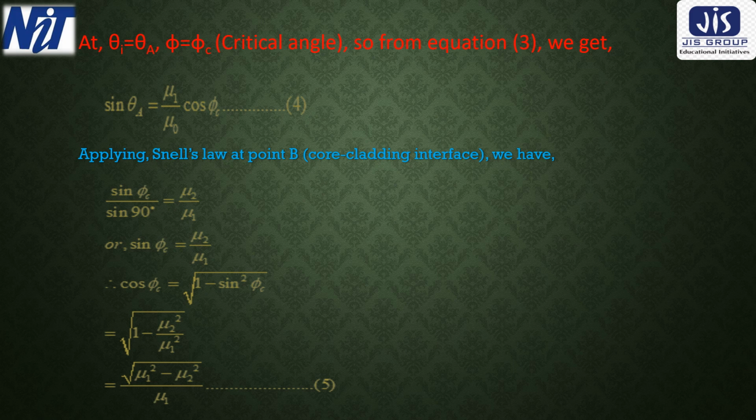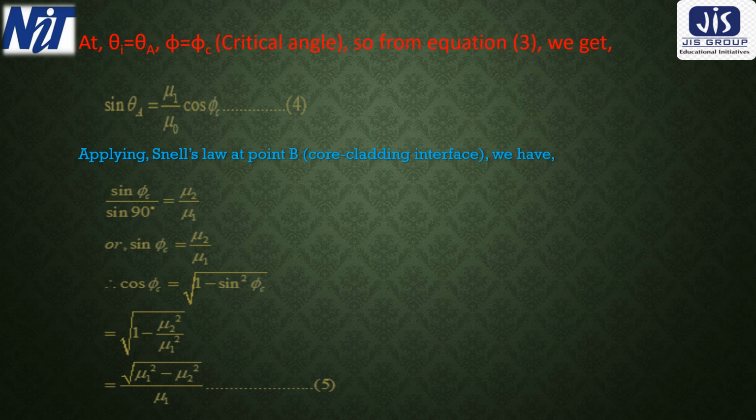Why? Because phi equals phi c. Phi c is the critical angle. We have taken the critical angle as the angle of incidence at the interface at which the angle of refraction is 90 degrees. That means when phi r is equal to 90 degrees, then phi will be equal to phi c, where phi is the angle of incidence at the core-cladding interface.